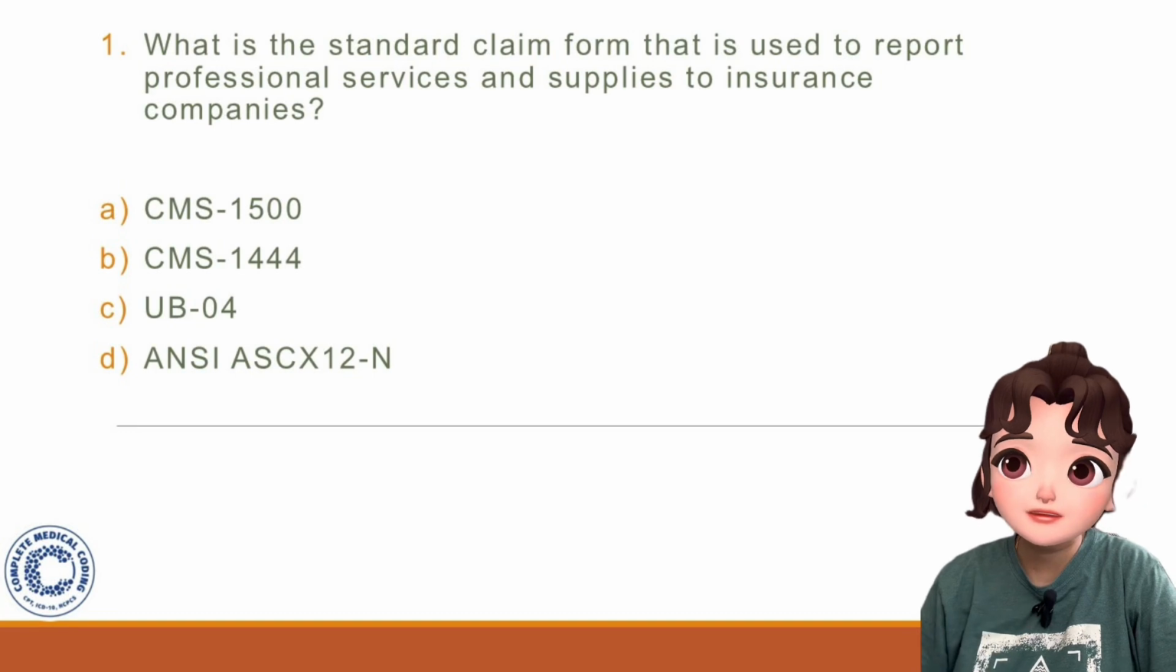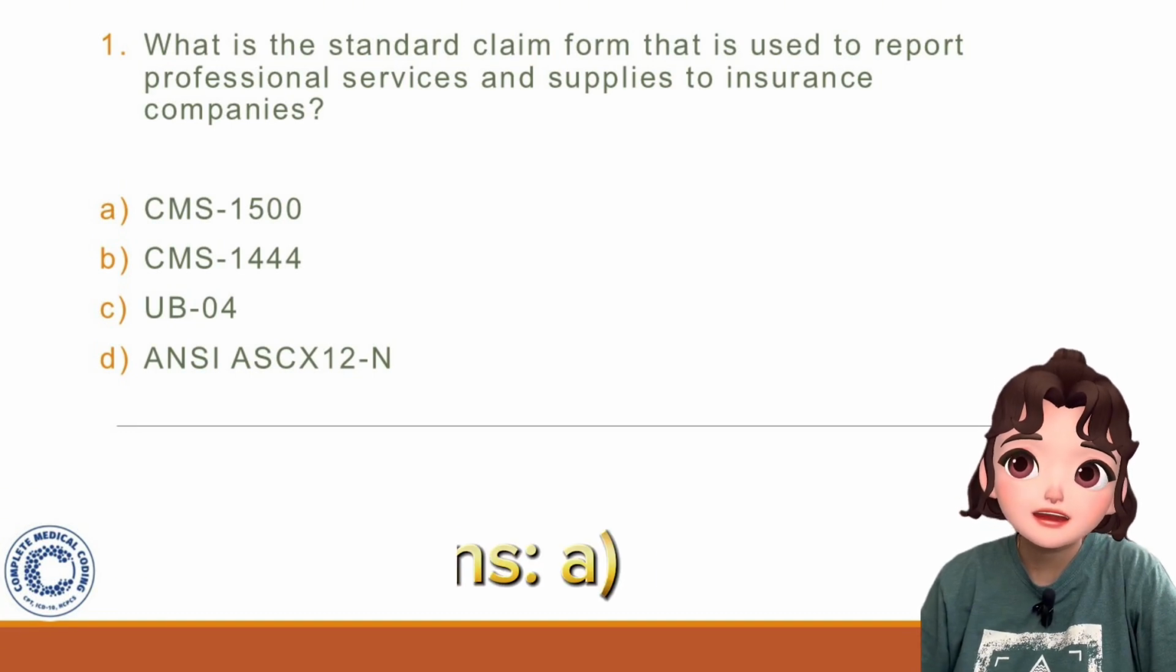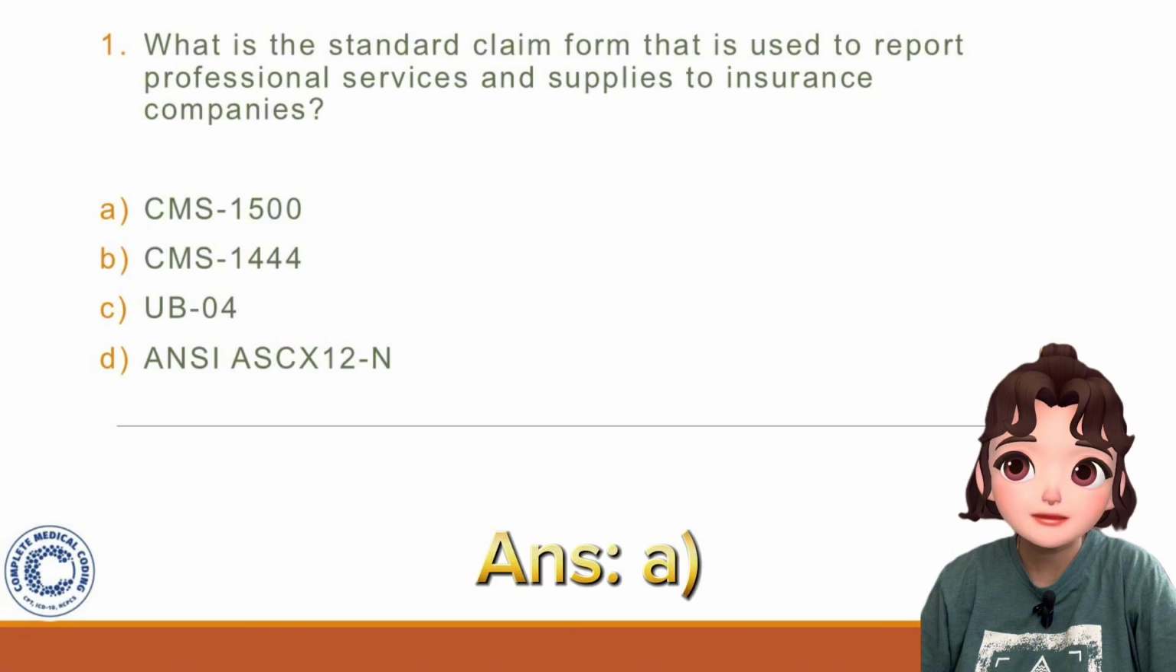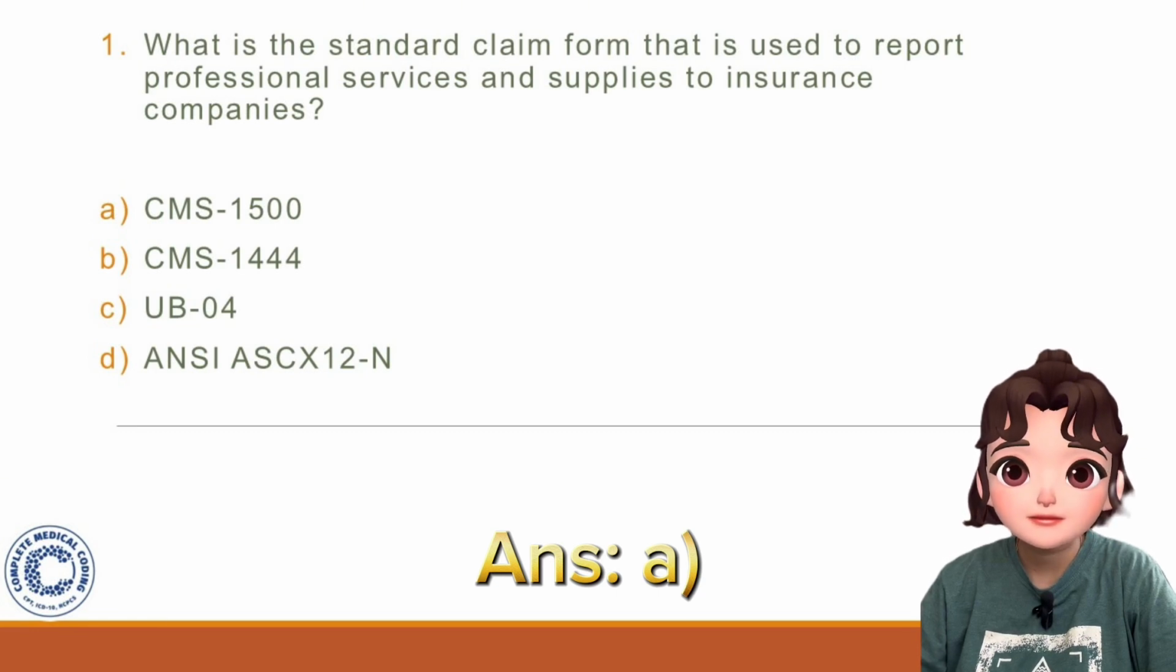The name of that claim form is CMS 1500. Option A. Answer is option A, CMS 1500. Which means the outpatient claims that we are billing, that is called CMS 1500, physician's claims. And if it is a hospital claim, like inpatient claim, that is UB04. If it is a hospital or inpatient claim form, then that is UB04, as in option C.